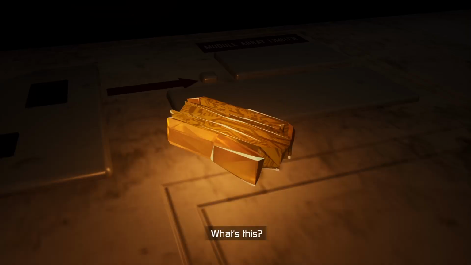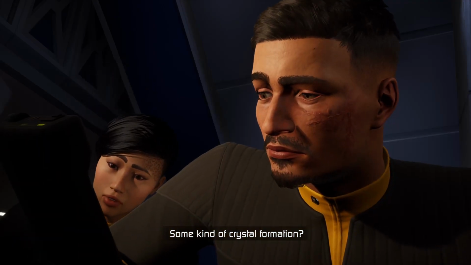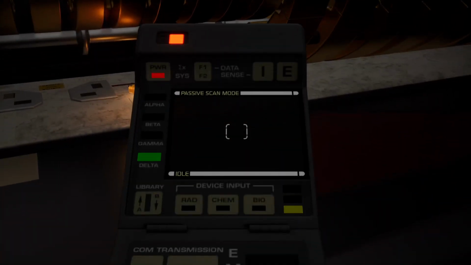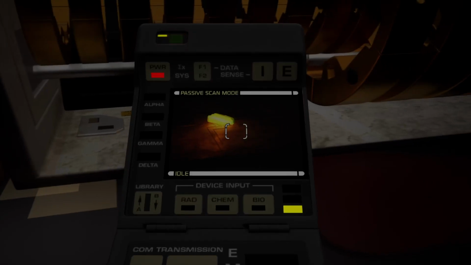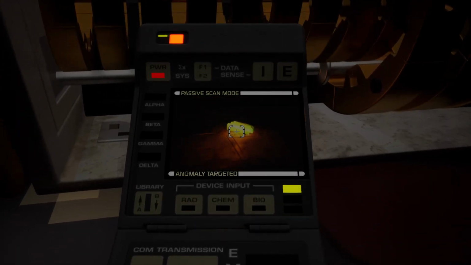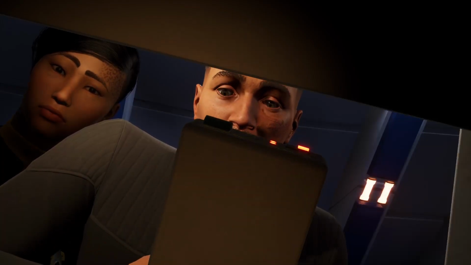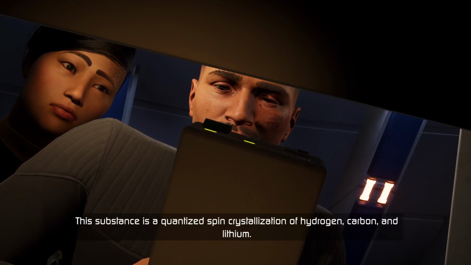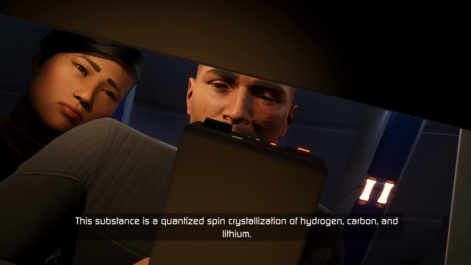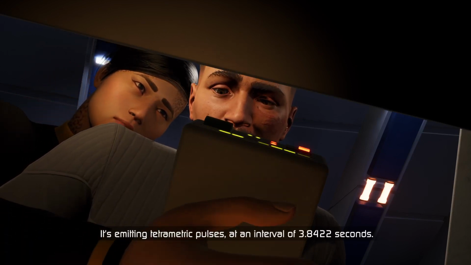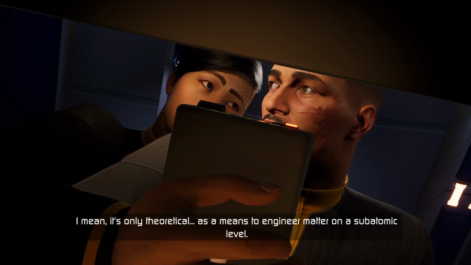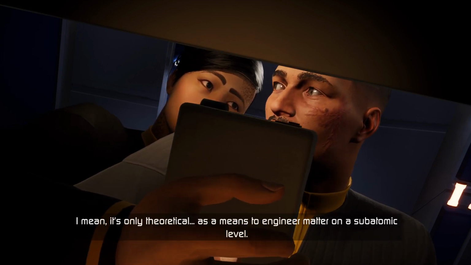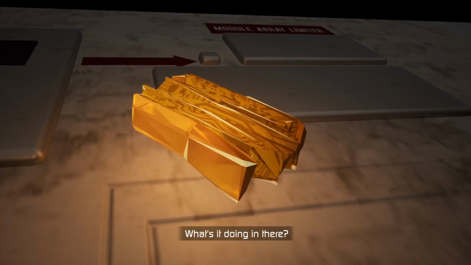What's this? Some kind of crystal formation? Whoa. This substance, quanti-spin crystallization of hydrogen, carbon, and lithium. It's emitting tetrametric pulses at an interval of 3.8422 seconds. Quantized crystallization isn't net. I mean, it's only theoretical as a means to engineer matter on a subatomic level. What's it doing in there?